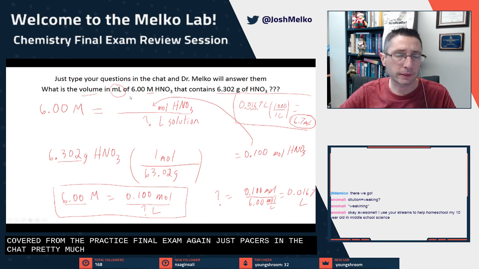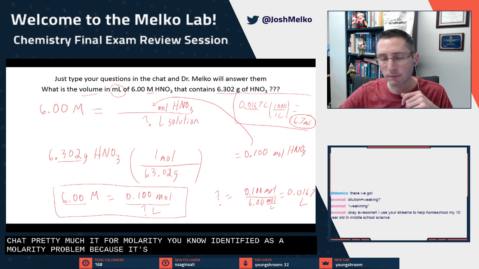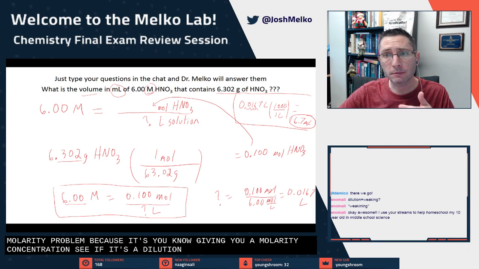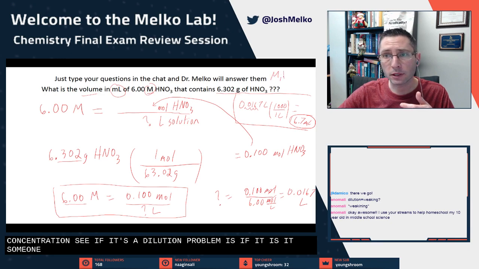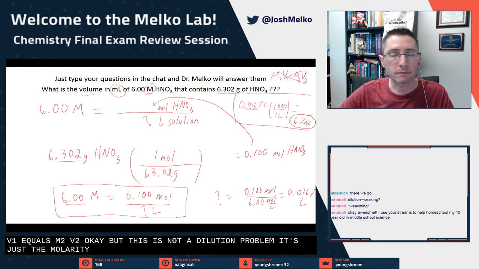Okay, so that's pretty much it for molarity. Identify it as a molarity problem because it's giving you a molarity concentration. See if it's a dilution problem. If it is, it's M1V1 equals M2V2. But this is not a dilution problem, it's just the molarity formula. And so we started there and sort of laid the roadmap for how we were going to work through this problem.